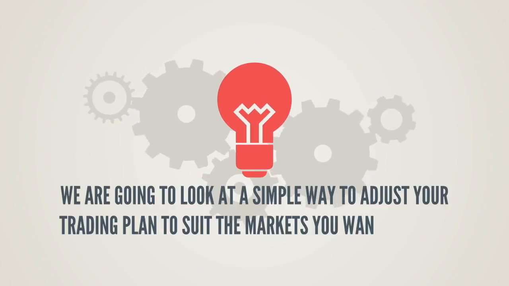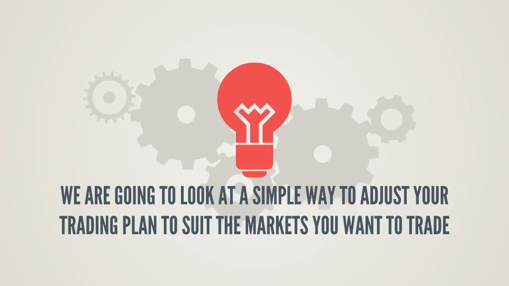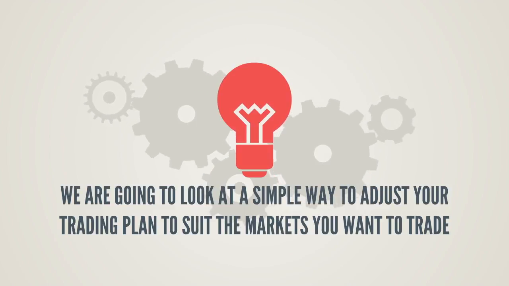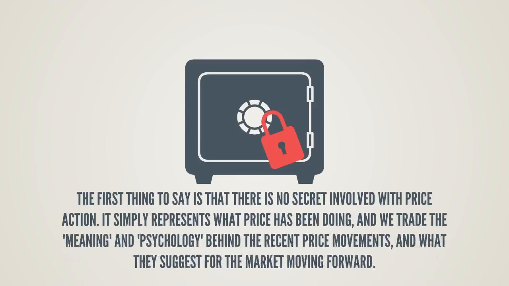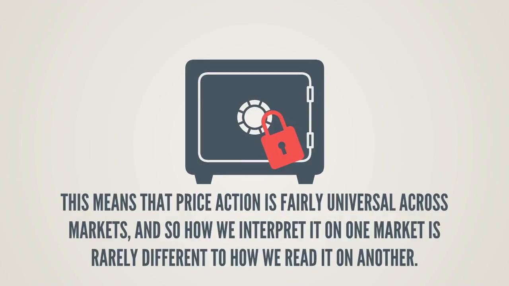We are going to look at a simple way to adjust your trading plan to suit the markets you want to trade. The first thing to say is that there is no secret involved with price action. It simply represents what price has been doing, and we trade the meaning and the psychology behind recent price movements and what they suggest for the market moving forward. This means that price action is fairly universal across markets, and so how we interpret it on one market is rarely different to how we read it on another.